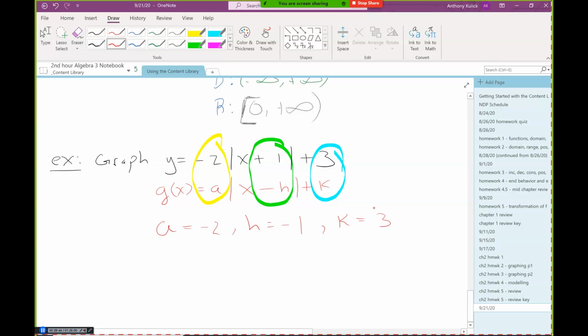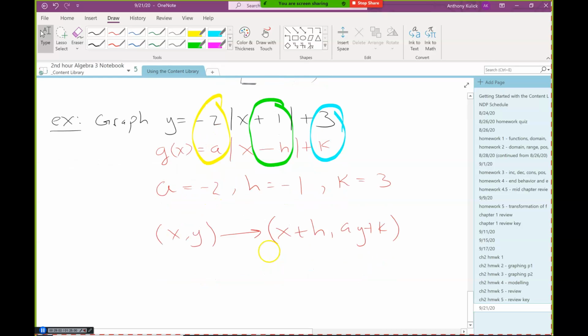Are we all okay with how we identified those values for A, H, and K? Now I'm going to take those values and plug them into the transformation map that we just developed a moment ago. So when I plug in my value for H, I have x minus 1. When I plug in my values for A and K, I have -2y plus 3. So that's the transformation map I'm going to use.